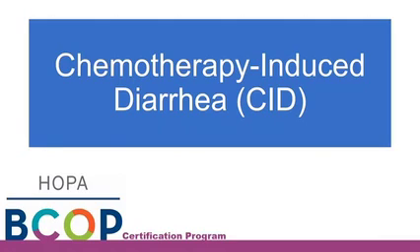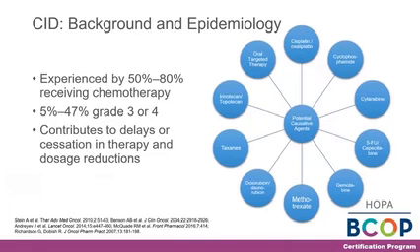Another potential GI toxicity following chemotherapy administration is chemotherapy-induced diarrhea. Up to 80% of patients receiving chemotherapy may experience diarrhea, with almost 50% of patients experiencing grade 3 or 4 symptoms. This can contribute to delays or discontinuation of therapy and possible dose reductions. A variety of agents have been associated with chemotherapy-induced diarrhea, and they're listed here for your reference, but it's important to note that targeted therapies are playing an increased role in these symptoms.